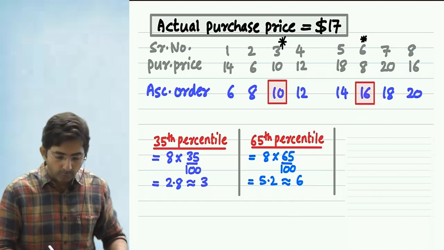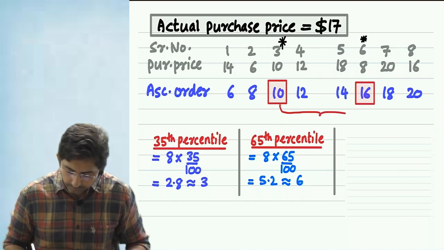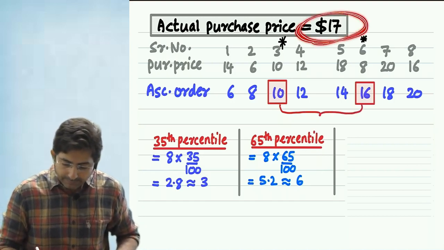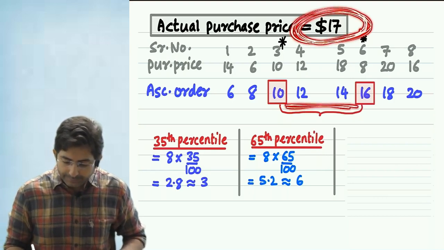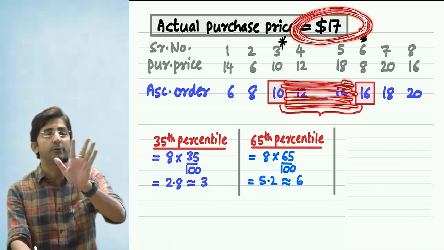Now you know what you will do? This becomes my range. Now I have to search this $17. If it falls between 10 and 16, then our price is genuine.